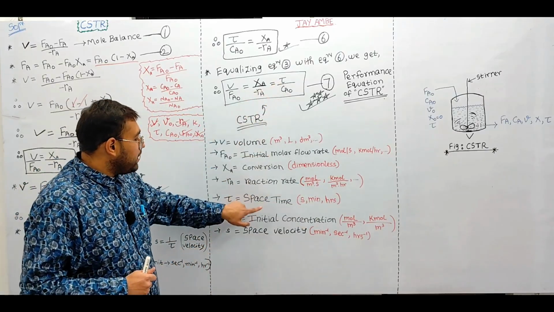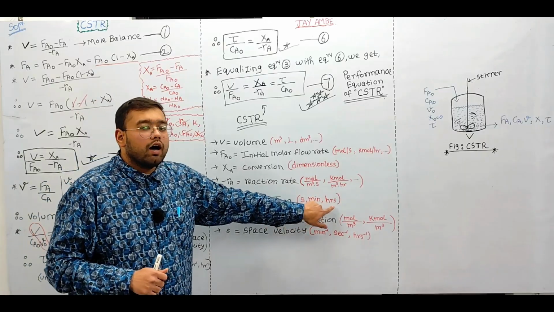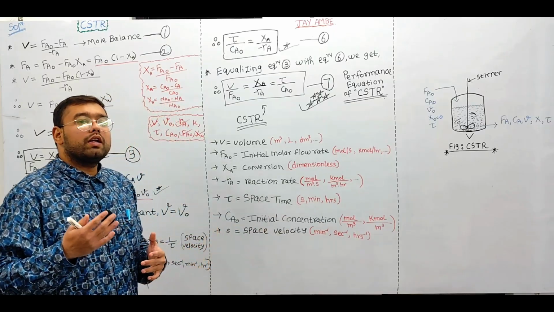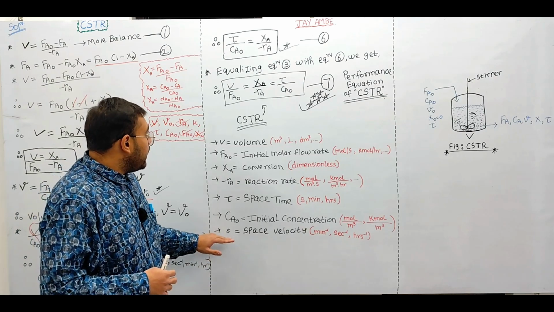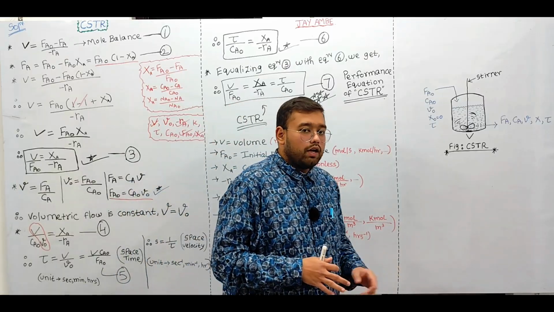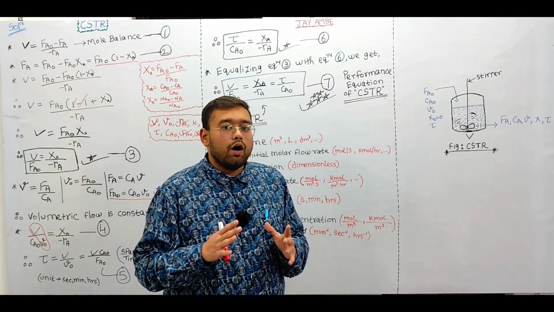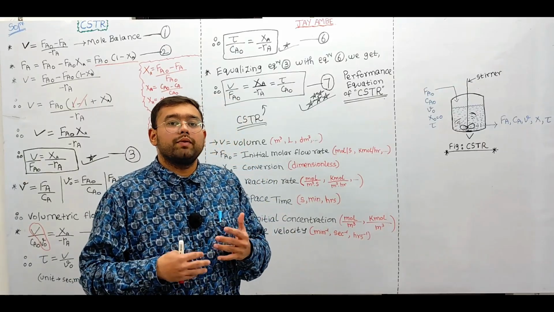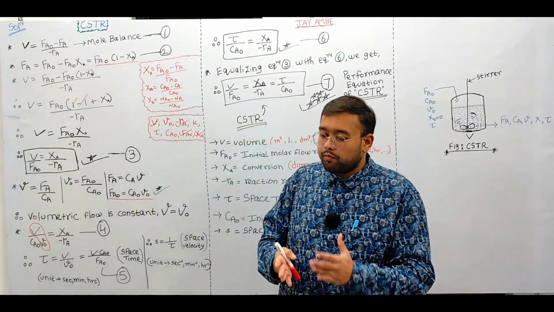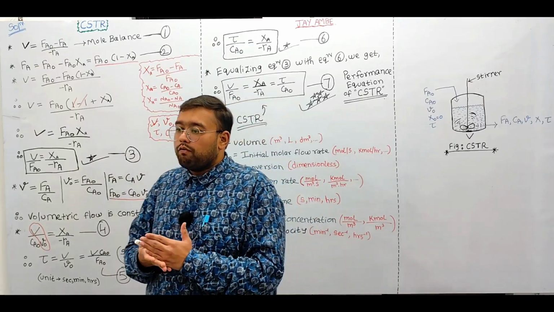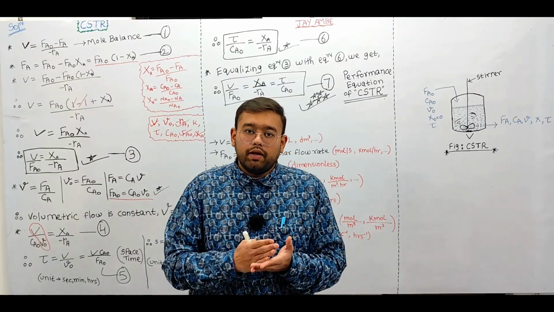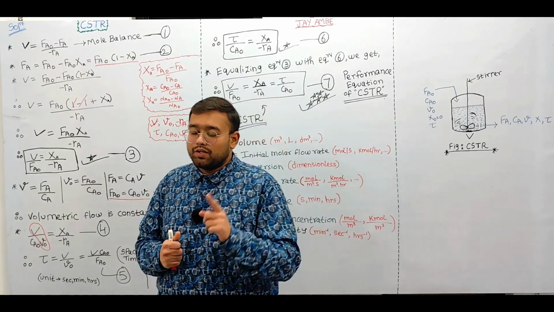Tau represents the space time. The units are seconds, minutes, hours. Ca naught represents the initial concentration. The units are moles per meter cube or kilomoles per meter cube. The small s represents the space velocity. The units are meter inverse, second inverse, and hour inverse. I hope you have understood how we derived and understood the performance equation of the CSTR, and why the performance equation plays a very vital role for chemical engineers.